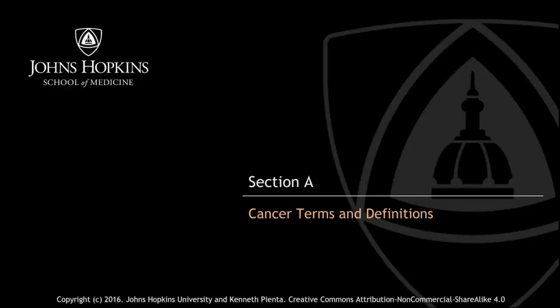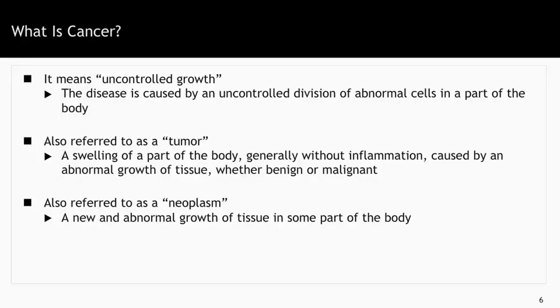Let's start with cancer terms and definitions. What is cancer? In its simplest form, it means uncontrolled growth. It's the disease caused by an uncontrolled division of abnormal cells in a part of the body. It's often also referred to as a tumor. A tumor is defined as a swelling of a part of the body, generally without inflammation, caused by an abnormal growth of tissue, whether benign or malignant. Cancer is also sometimes referred to as a neoplasm, which is defined as a new and abnormal growth of tissue in some part of the body.